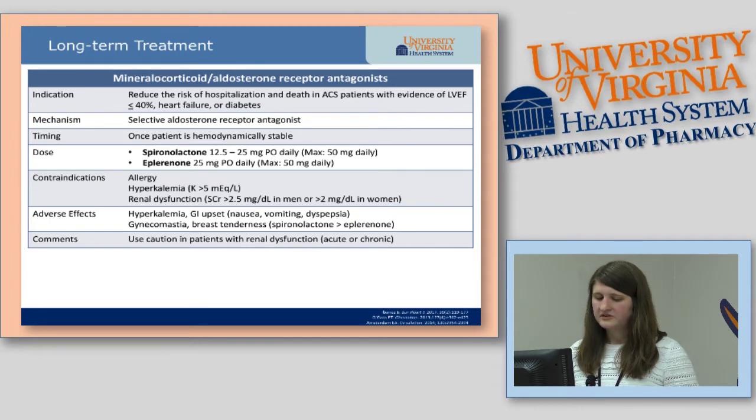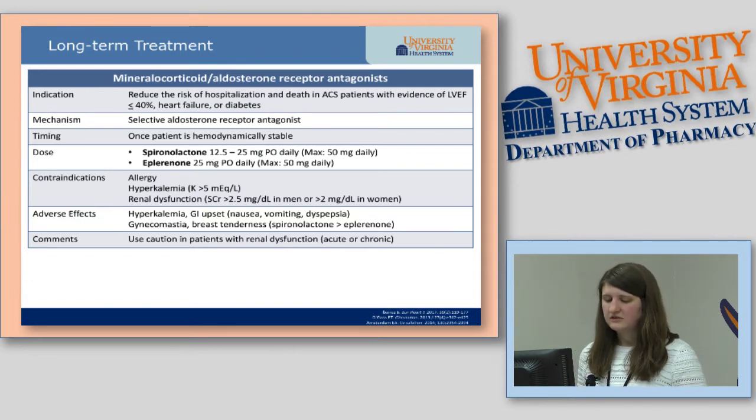And again, there are reasons not to use these agents, including patients who have hyperkalemia, so a potassium that's greater than 5 milliequivalents per liter. Typically not a good idea to start it in someone whose K is that high, as well as renal dysfunction, so patients who have a serum creatinine greater than 2.5 in men or greater than 2 in women is what's recommended, but I would typically use a lot of caution in anyone with a serum creatinine over 1.5.